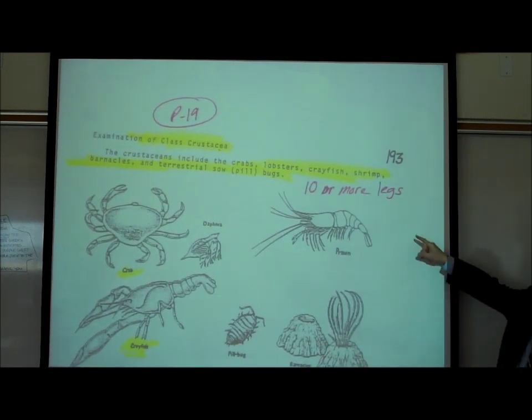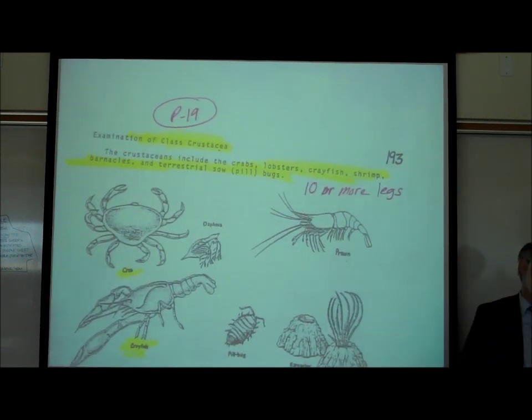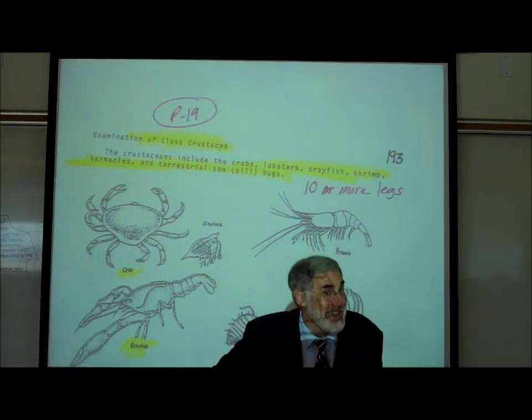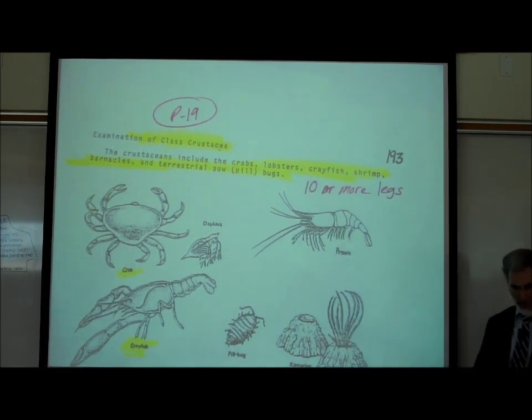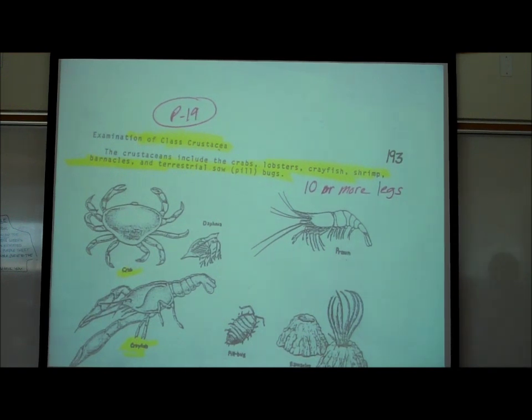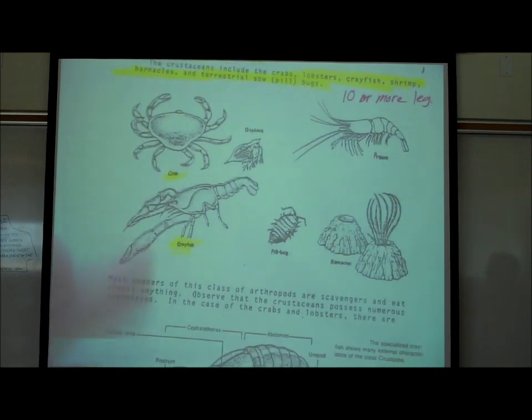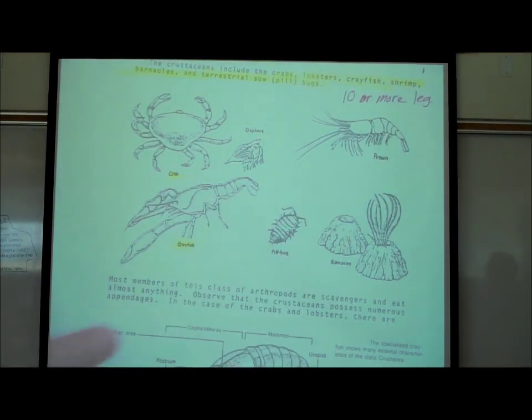The definition is they have 10 or more legs. How many legs does a spider or scorpion have? Eight. So should we know that difference? Yes, so you can count the legs. Here's a crab. Here's a crayfish. Here's a prawn, which is a type of shrimp.